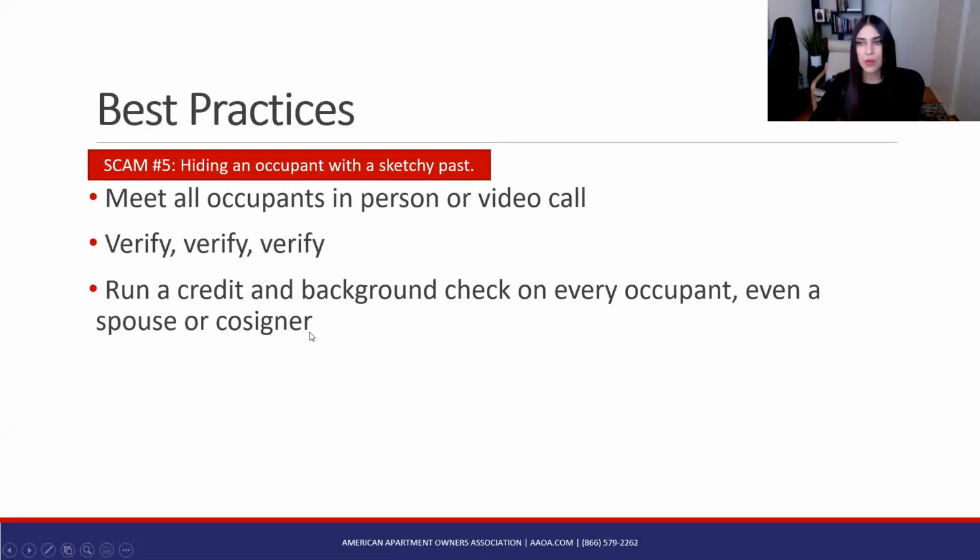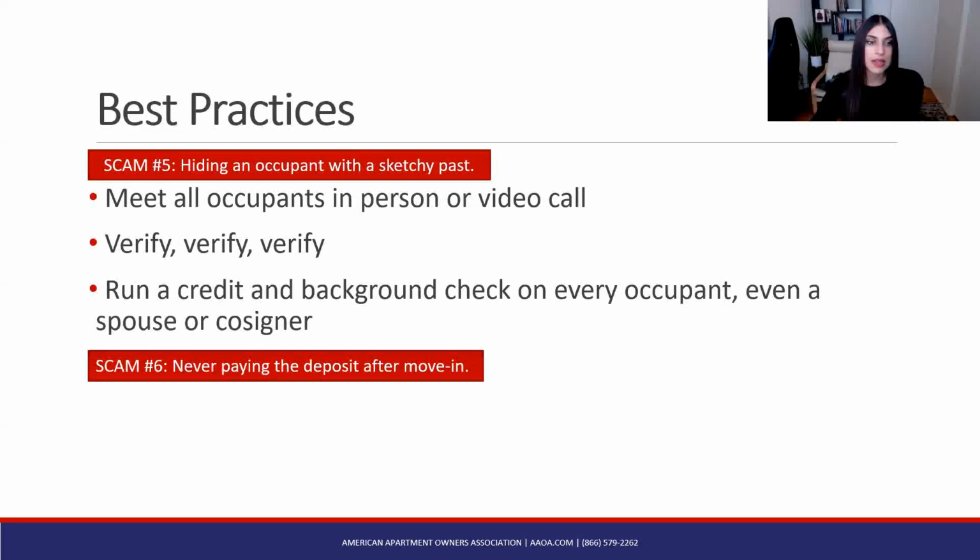So a lot of landlords, for some reason, they'll only screen like the husband or the wife. They are two completely different people. They could have completely different criminal histories and credit reports, especially if maybe one of them has really bad credit, then the other one might be the one who tries to apply and hide that the other person had bad credit. So just make sure that you are screening both individuals. And sometimes the credit reports will be kind of similar, but in case that it's not, you'd want to know that, right? Scam number 6 is never paying the deposit after move-in.